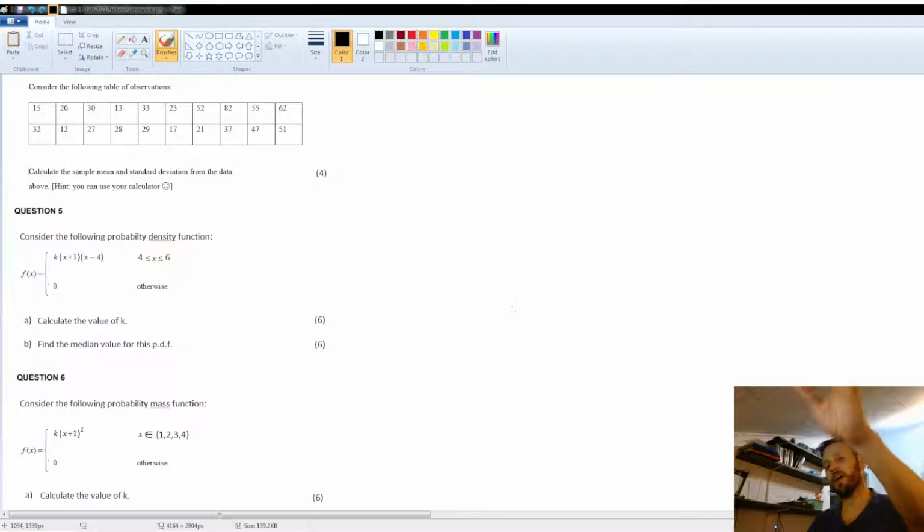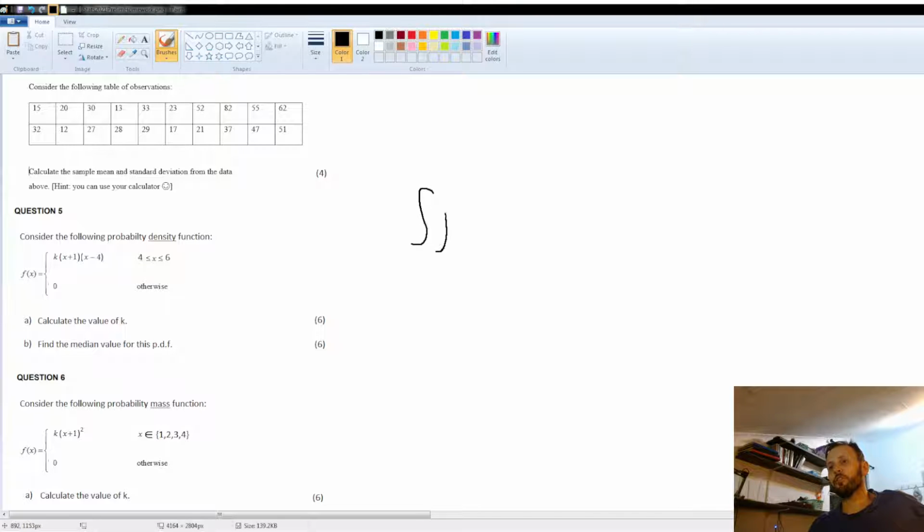Finding values of k or whatever variable in a probability density function or a probability mass function, you don't have to check that the thing is less than 1. You just have to check that it is positive, which I'm not going to check in this case, but you can easily see when x is between 4 and 6, f of x is strictly positive. So all you have to check is, is it positive and does it add up to 1? Okay, let's see.